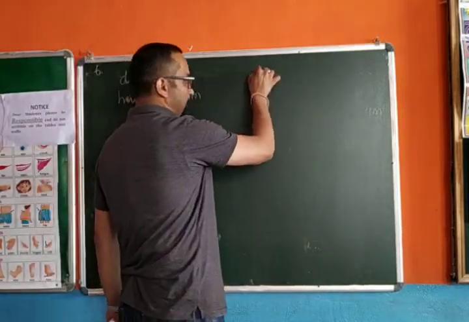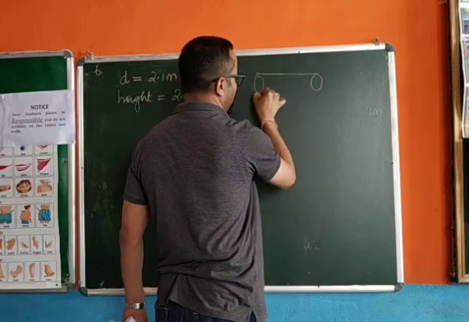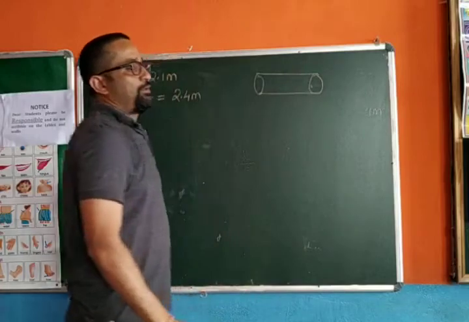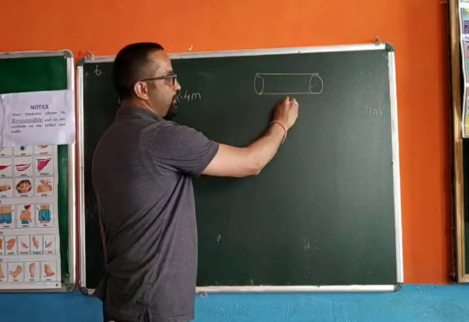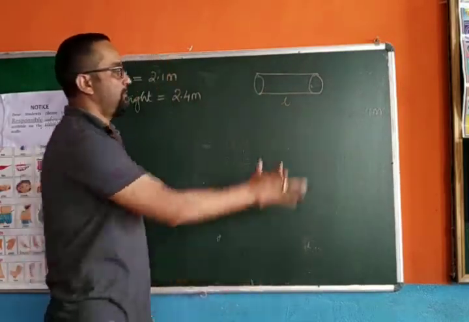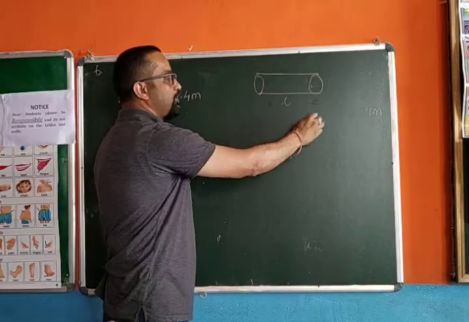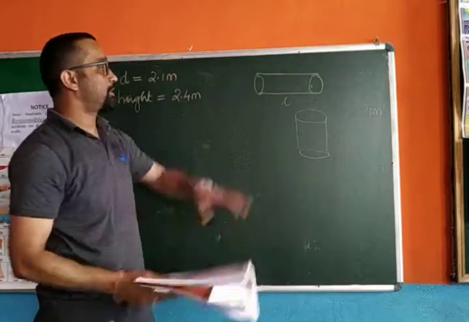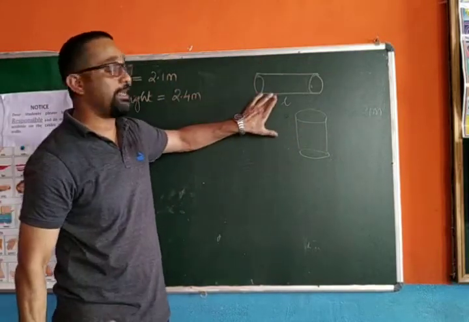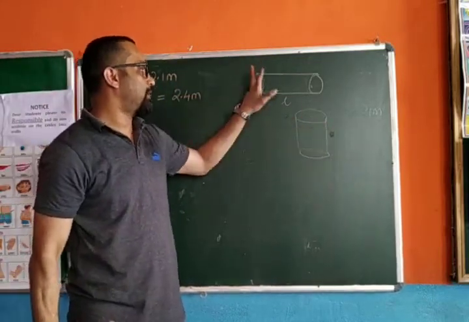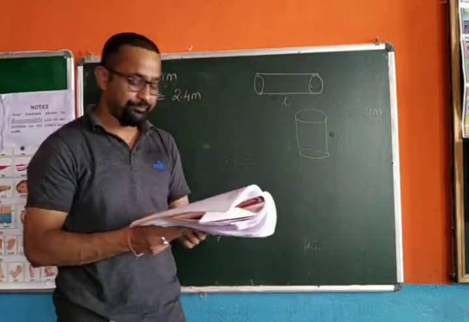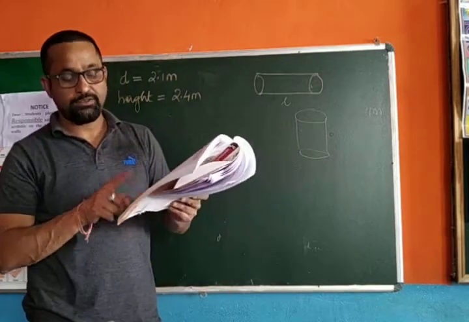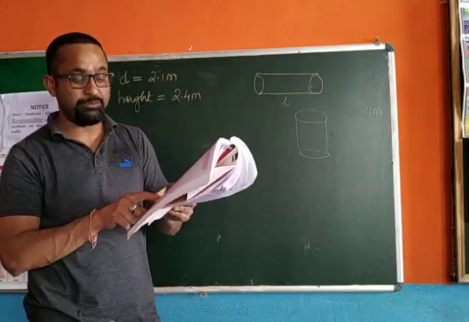And it has to be kept horizontal like this, the roller. If you keep it this way, the width is nothing but the height. It is similar. If this cylinder is kept vertically, this length will become the height and the diameter remains the same. Find the least number of revolutions that the roller must make in order to level a playground.